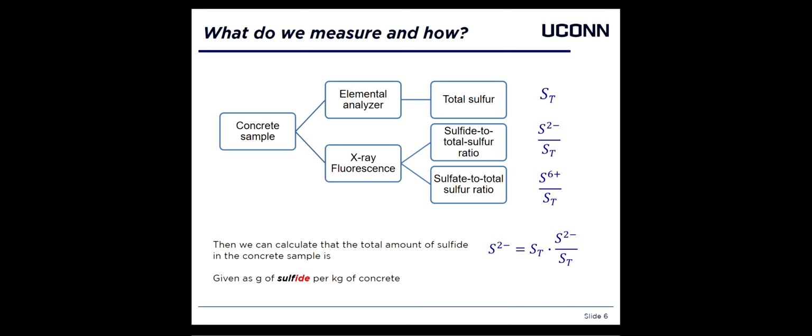We can then determine the total sulfide present in the sample by combining the 2 methods and multiplying the total sulfur with a sulfide to total sulfur ratio. The concentration we report is grams of sulfide per kilogram of the concrete sample.